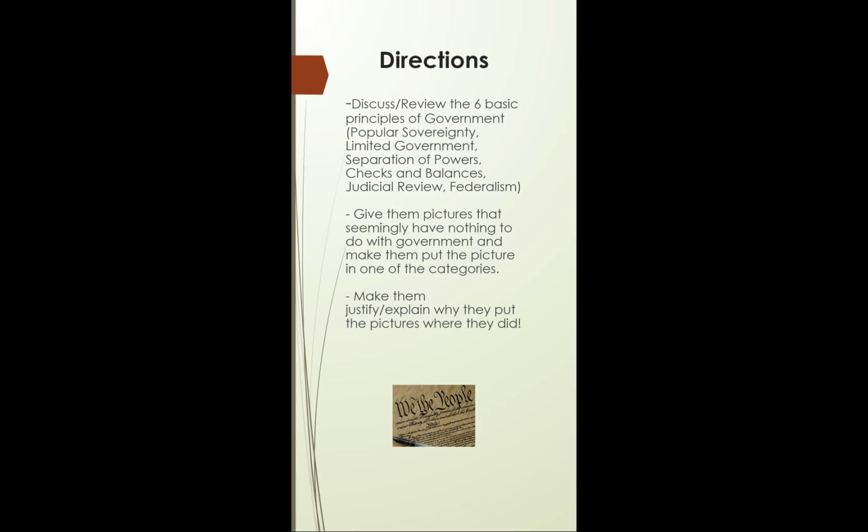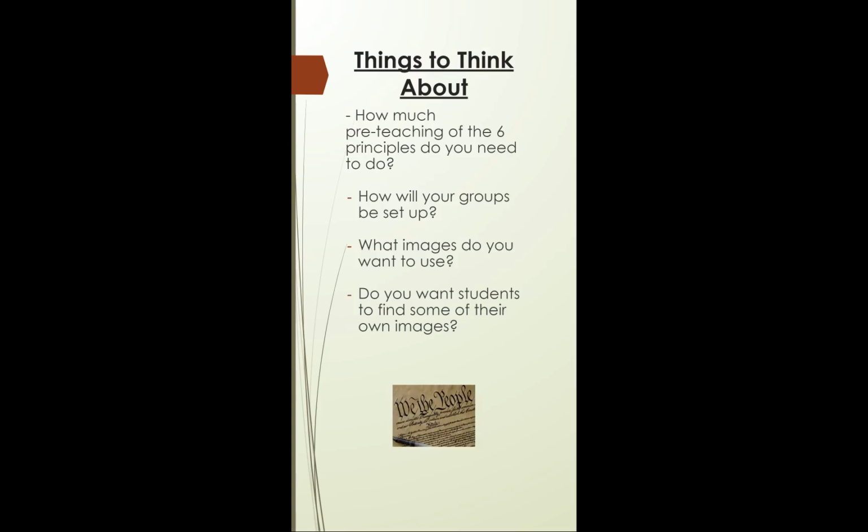So you're going to briefly go over those, but then you're going to give them pictures that seemingly have nothing to do with government, and you're going to make them place it in one of the six categories. And then once they do it, you're going to make them justify and explain why they put the pictures where they did. So some things to think about: how much do you actually need to pre-teach this?